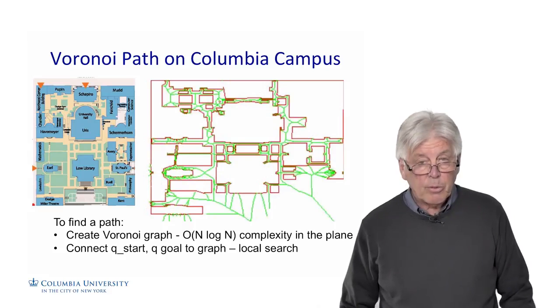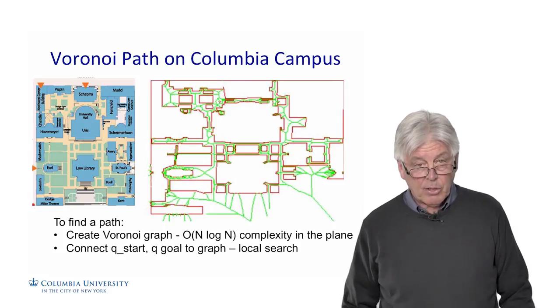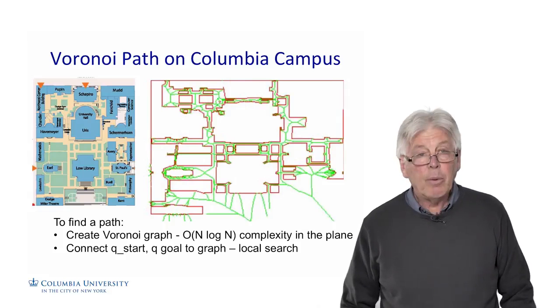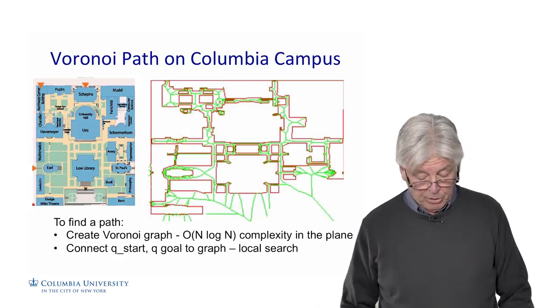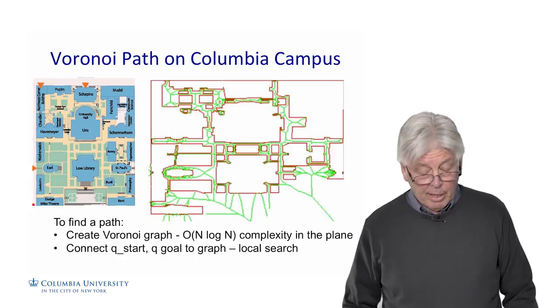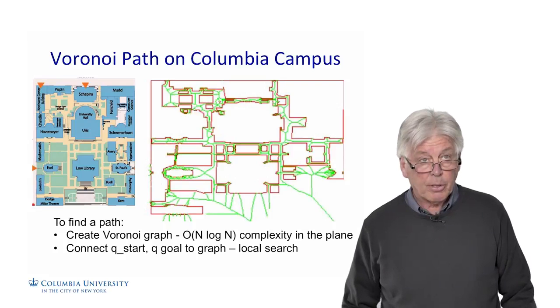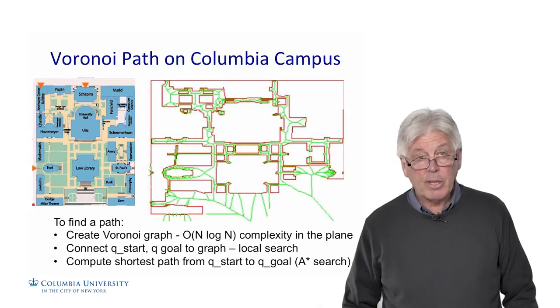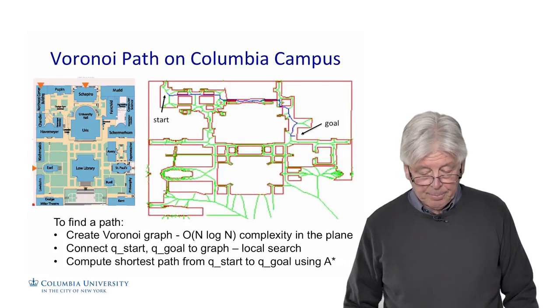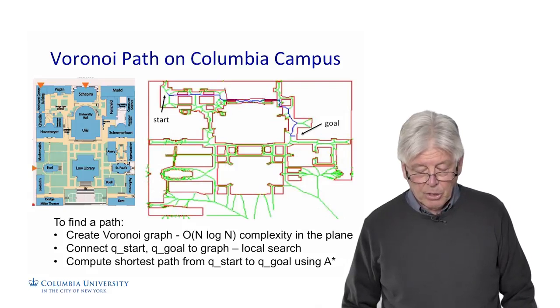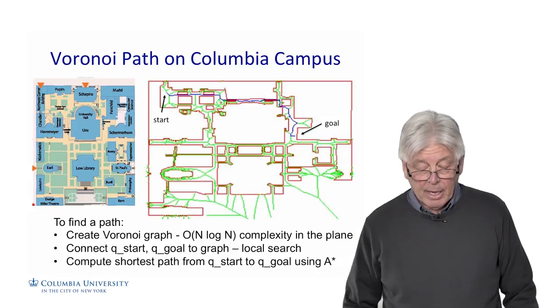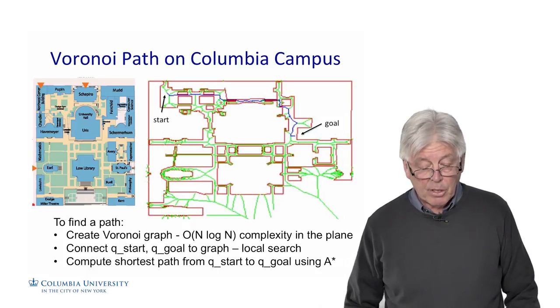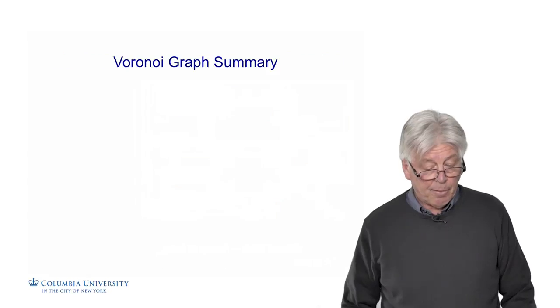And so what we want to do to actually create a path is we have to find a start and a goal, and we do a local search to find the nearest point on the Voronoi diagram, which are these green lines, from the start and from the goal, and then connect up to the graph. Once we're on the graph, we can compute the shortest path using A-star search. So you can see here, we have a start and a goal position. We get onto the green, which is the Voronoi diagram, and then we can use a graph search to find the shortest path, and again, it will be safe.